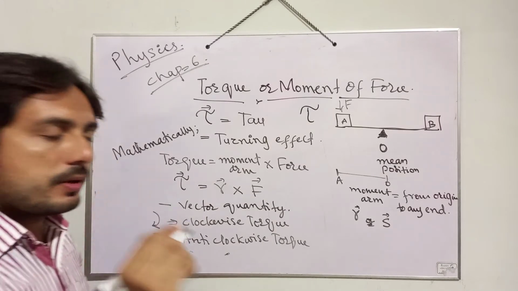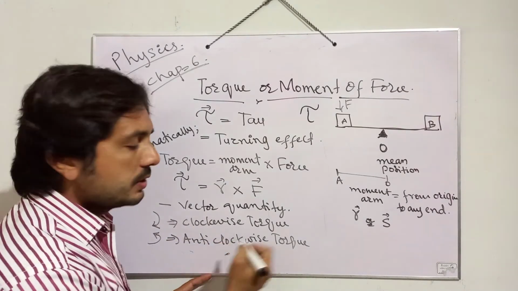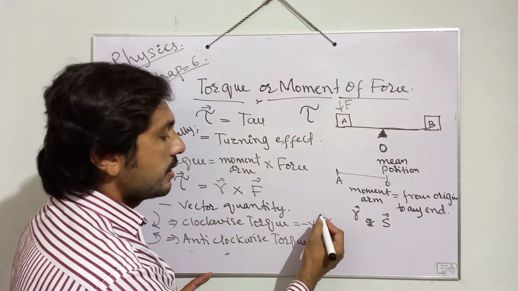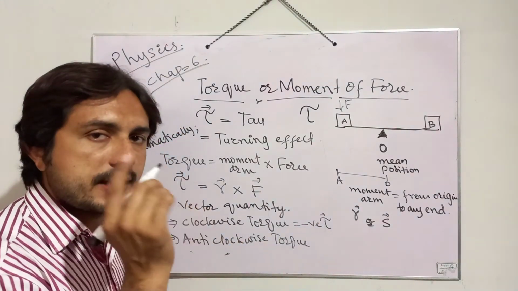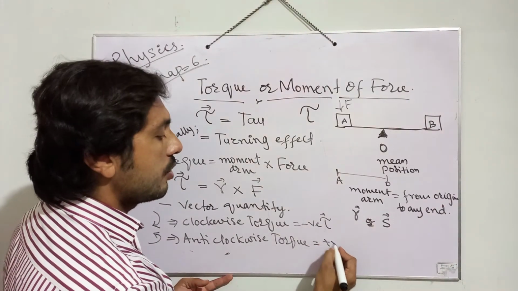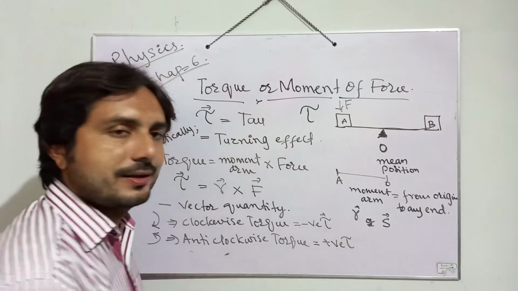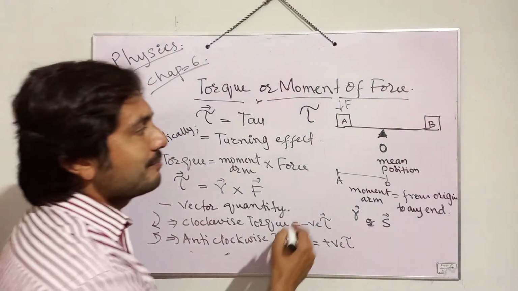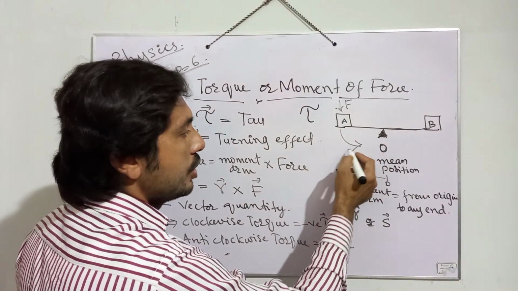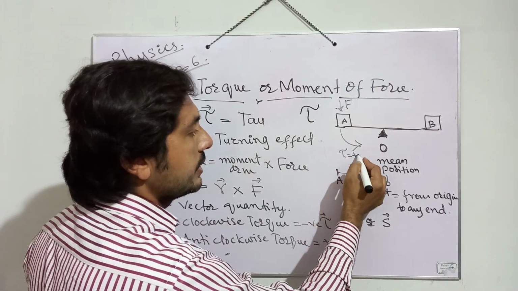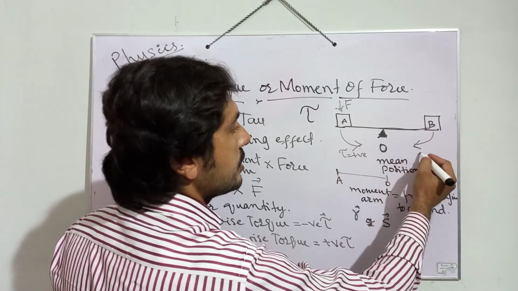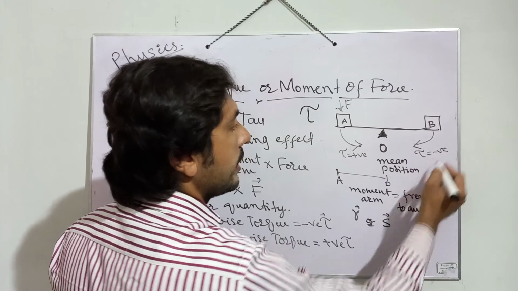Remember, the clockwise torque is always taken as negative, but if it is anti-clockwise, it is always taken as the positive torque. So if I am pushing this in this direction, that is the anti-clockwise direction, so here the torque will be positive.